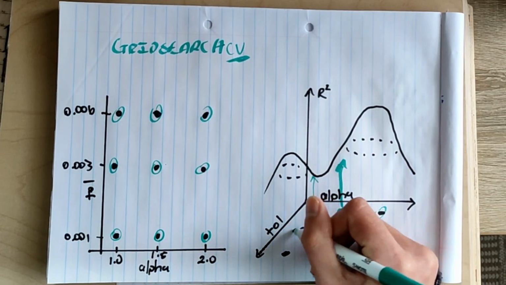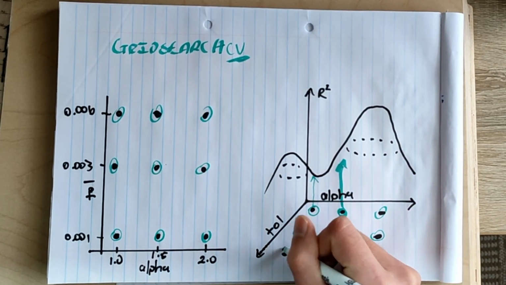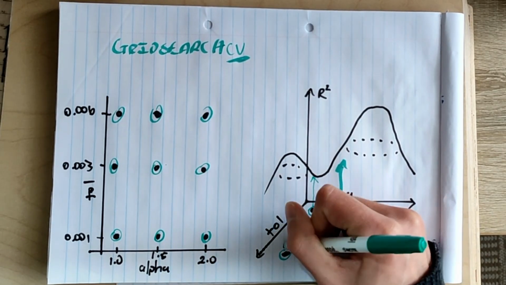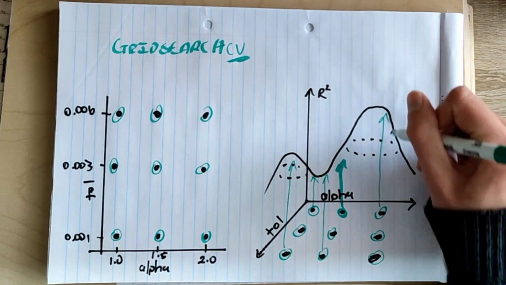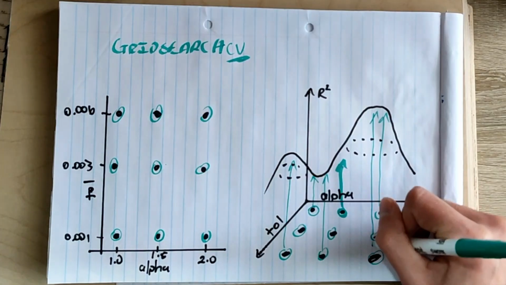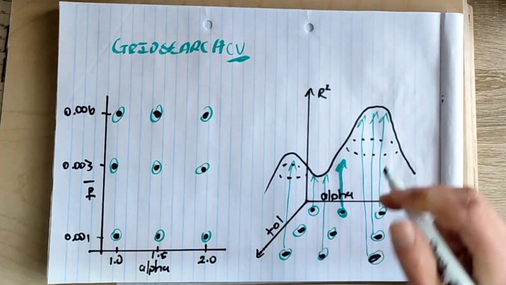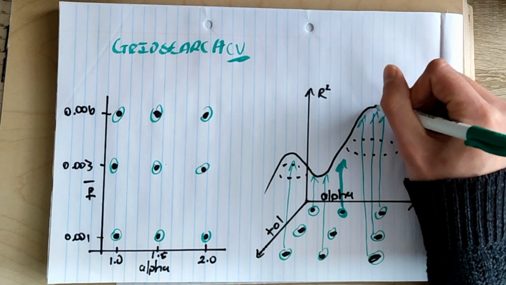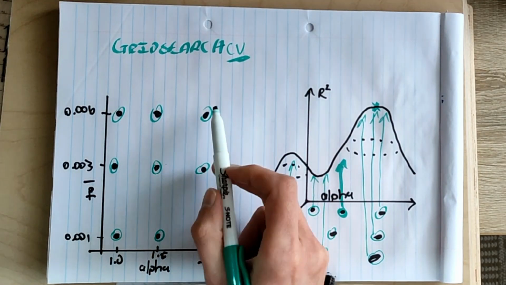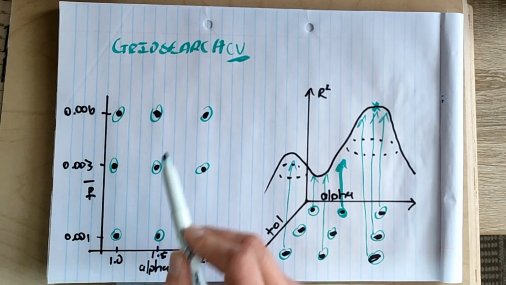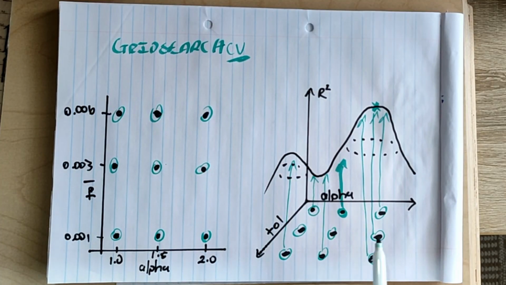It will try every single combination and map out values on R squared over here and try these out. And maybe it ends up with this guy as the maxima, saying that this combination in the corner turns out to be the best possible fit for our model and for these hyperparameter combinations. Now, this isn't our only option.